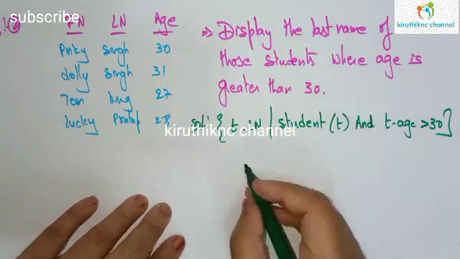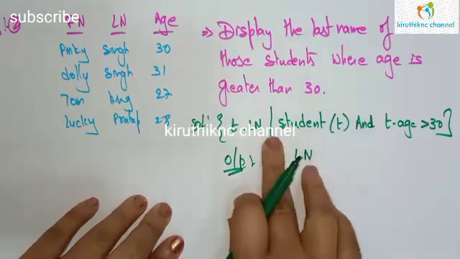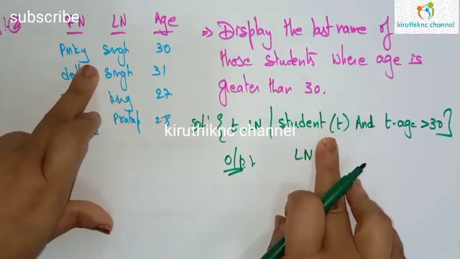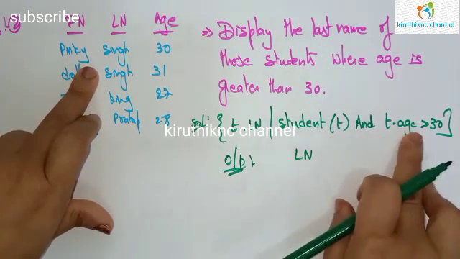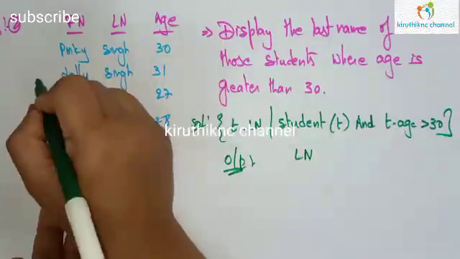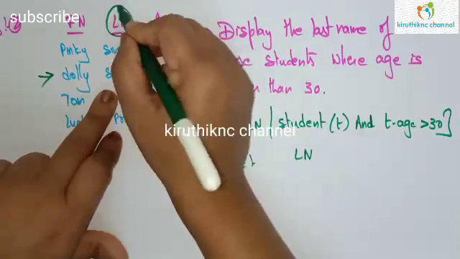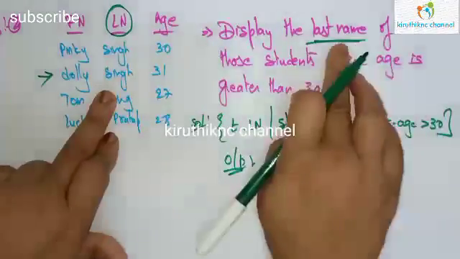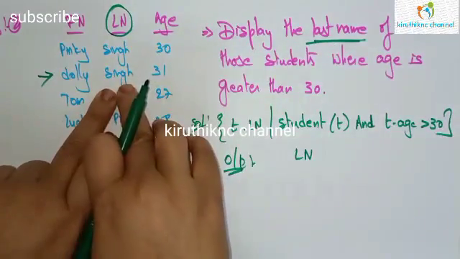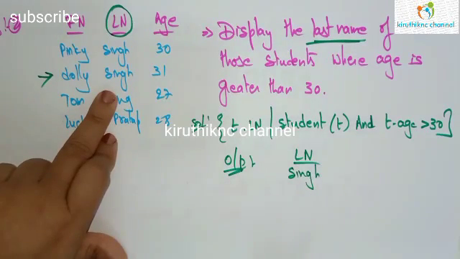Then what will be the output I am getting? The output is simply the last name. For student table T, a row where T.age is greater than 30, there is only one such row. In that row I want only the last name, because they are asking to display the last name only. So the last name is Singh. This is the output I got.